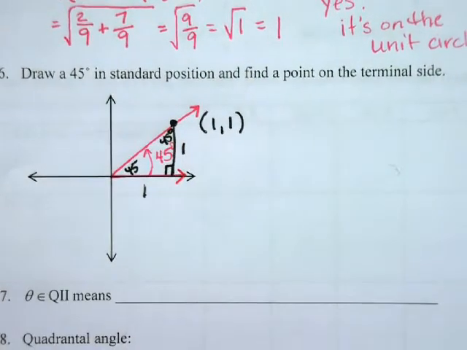What's another point on that line? 172 and 172. Perfect. 172, 172, right? 2, 2, 3, 3, 4, 4. As long as they're the same.